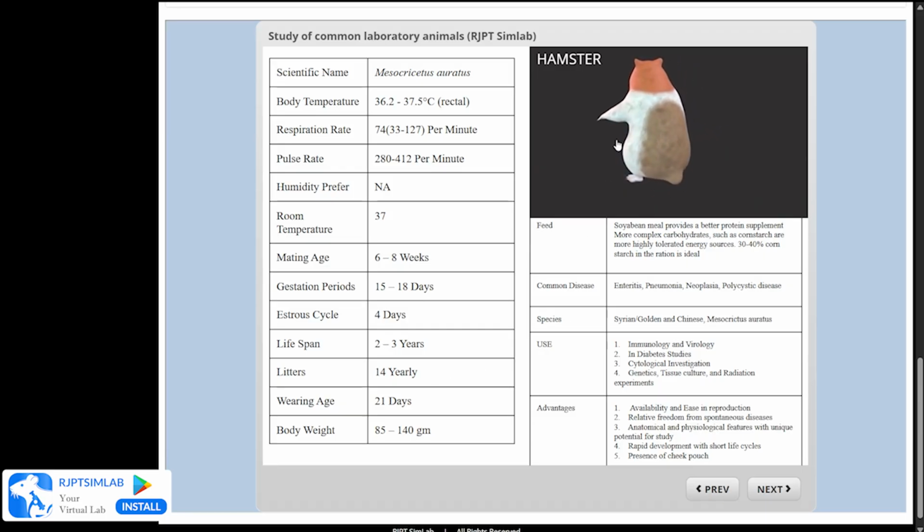The feed or the food that a hamster can eat: soybean meal provides a better protein supplement. More complex carbohydrates such as cornstarch are more highly tolerated energy sources. 30 to 40% cornstarch in the ration is ideal. These are the ideal food supplements that a hamster can eat.